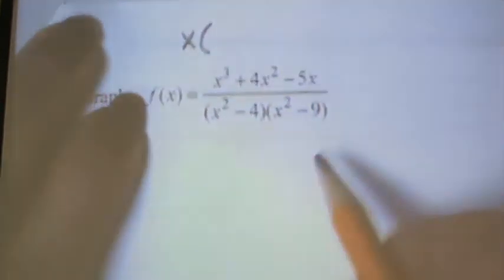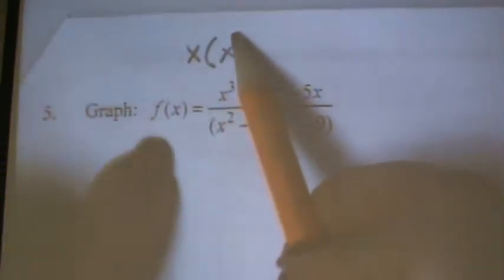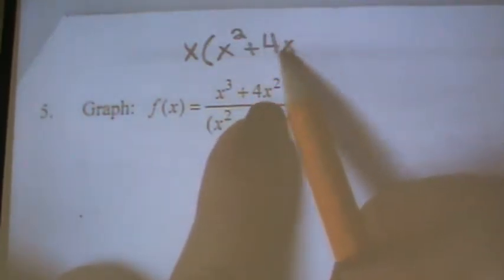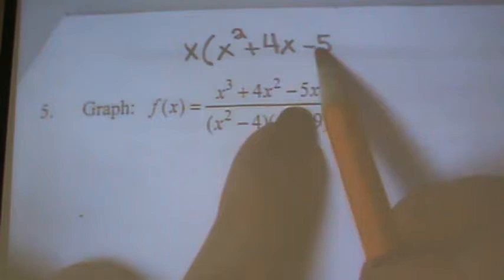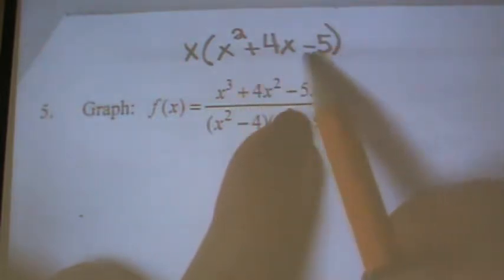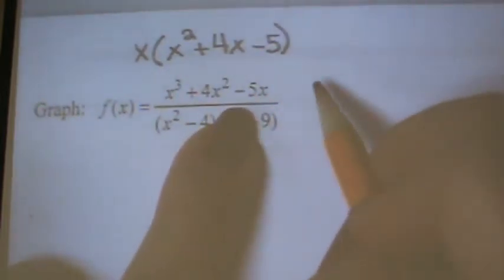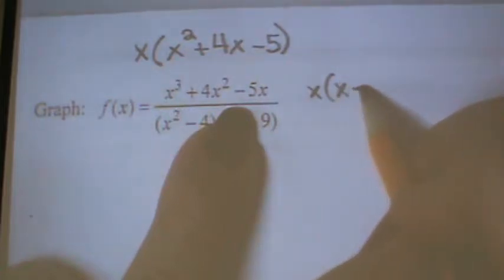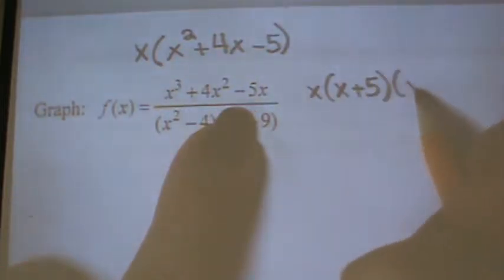Can you tell me how to factor this completely? Is there anything you can take out of this numerator? Take an x out. If I take an x out, what's left? x squared plus 4x minus 5. Well, is this leftover factorable? Yeah. How do you factor it? x plus 5 times x minus 1. Yep.